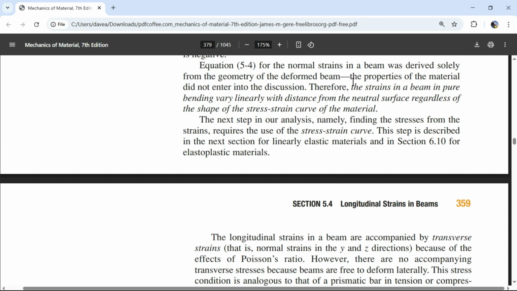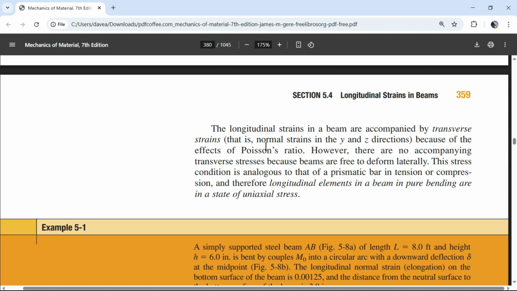So looking at the stress-strain curve. Okay, and Poisson's ratio. The longitudinal strains in a beam are accompanied by transverse strains. That's what we talked about. Normal, so that is normal strains in the y and z direction. So I guess they're called normal strains. I mean, they're normal to the y and z directions.